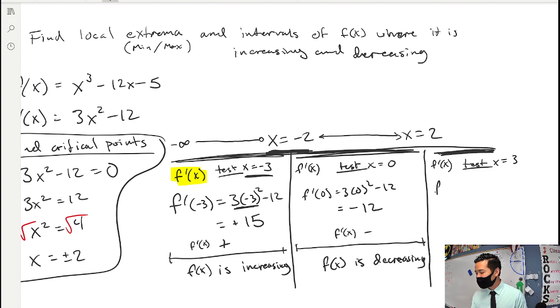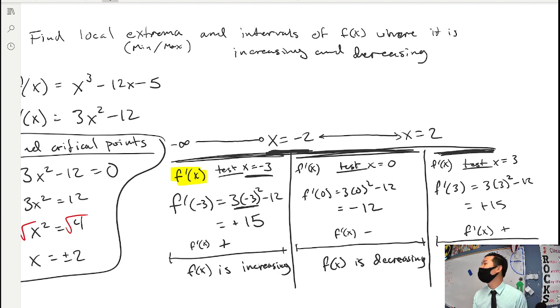So plug it in. F prime of 3, that's going to be 3 times 3 squared minus 12. Oh, we already did something similar to this, didn't we? It came out to be a positive 15, which means from here off towards infinity, f prime of x is going to be what? Positive, which means f of x is increasing. Ooh, I can't spell increasing.